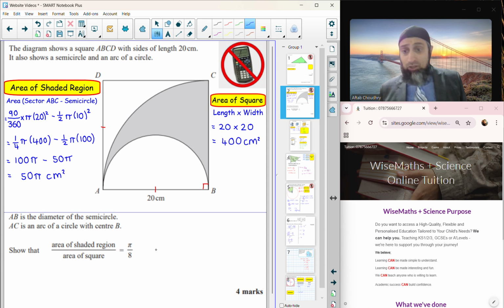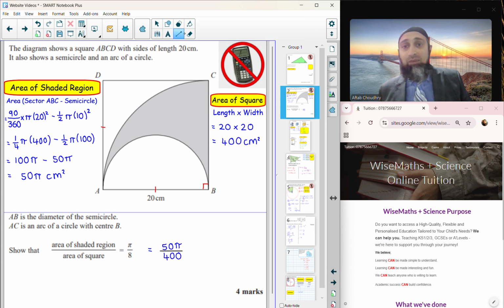Now we have that information over here. Let's place this over here. The area of the shaded region is going to work out to be 50 pi. Let's write that down. And the area of the square is going to work out to be 400. So let's write that down over here as well. It's all in centimeters squared.